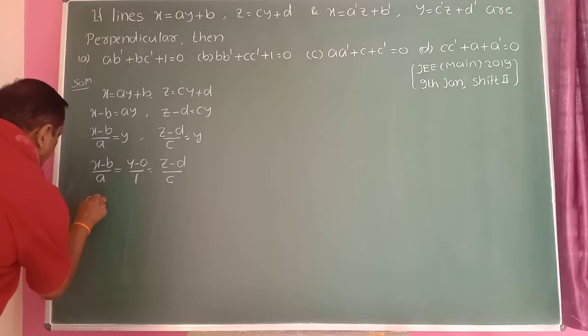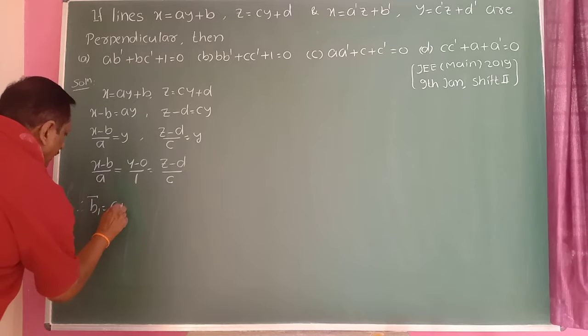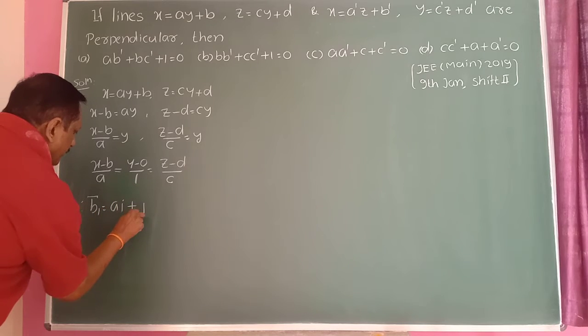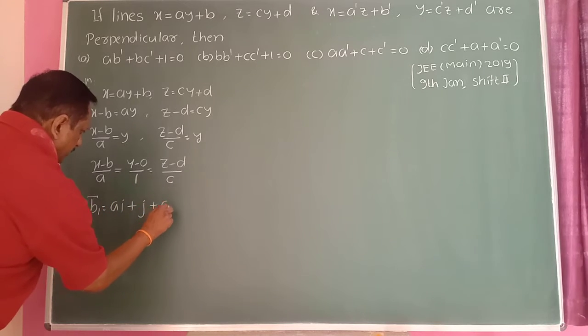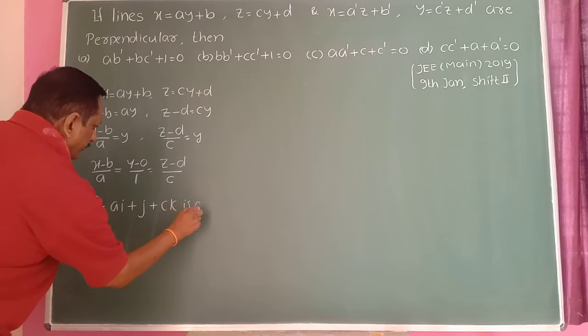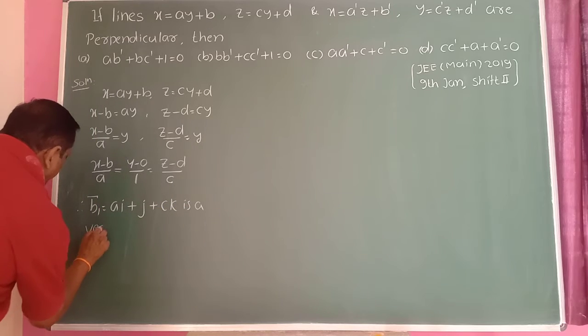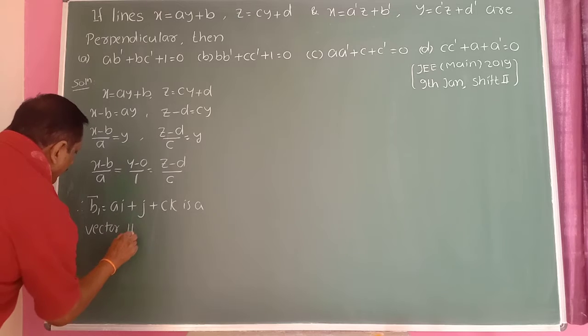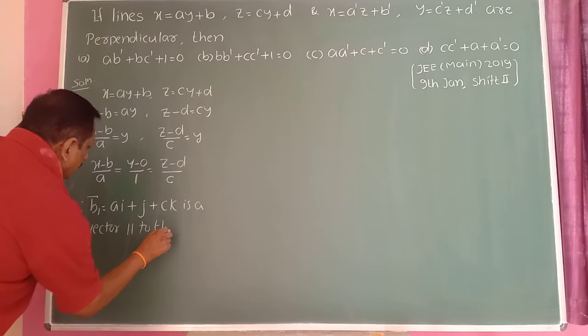b1 bar is equal to ai + 1 into j, becomes j, then c into k, is a vector parallel to the line.